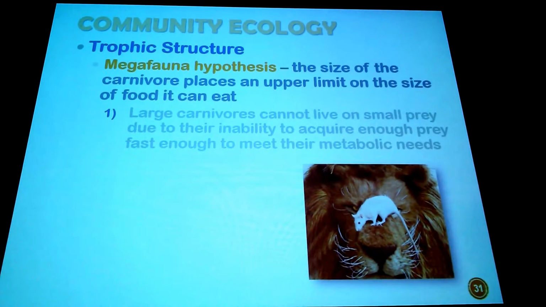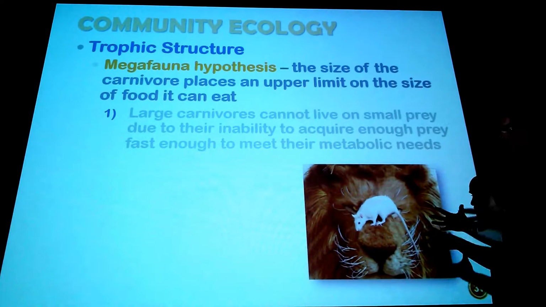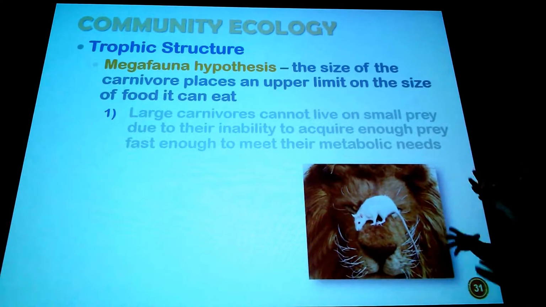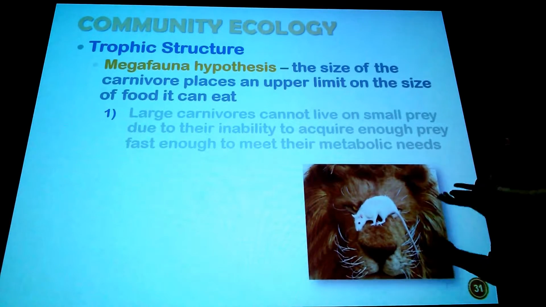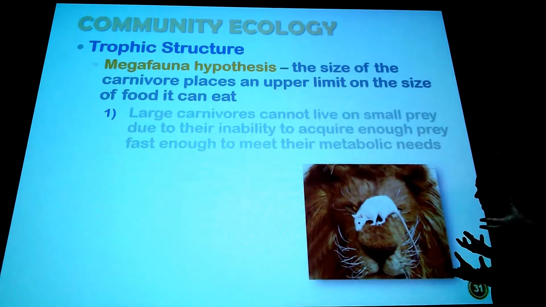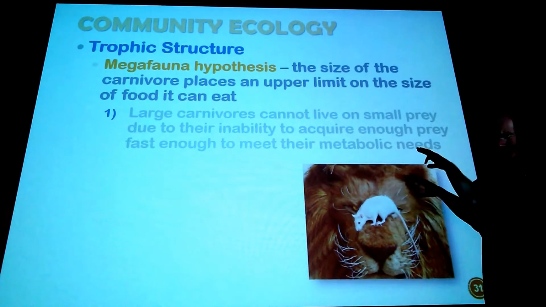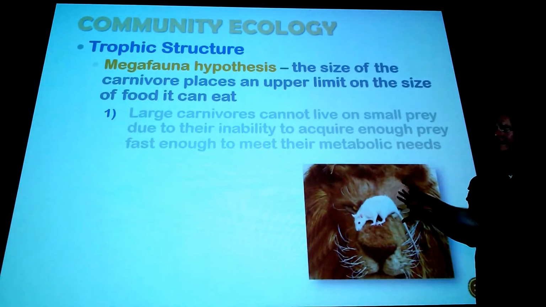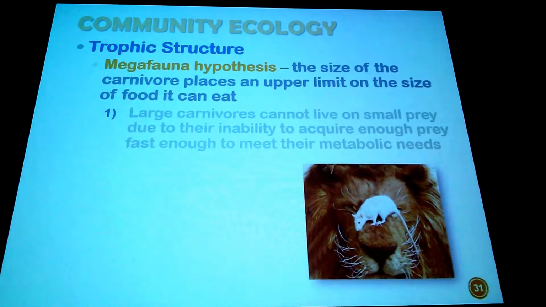Same thing with the lion. It's better, especially since lions hunt cooperatively, to take down bigger prey. So you divide the energy spent among 4 or 5 lions to take down one wildebeest. And then everybody benefits from that. One lion, one rat, a small rat at that, you're not going to get enough energy. So that's the megafauna hypothesis. The size of the food has to suit the size of the predator.